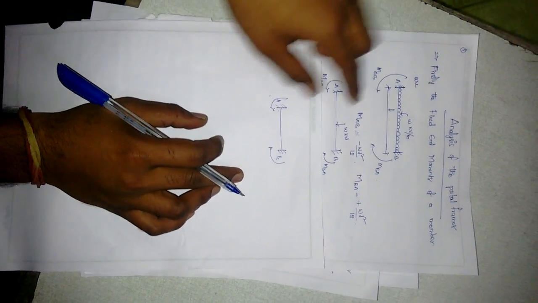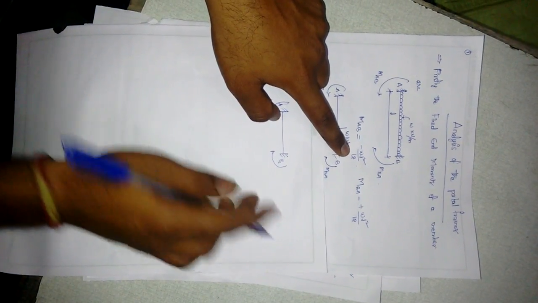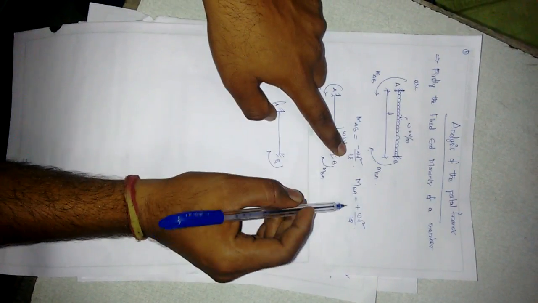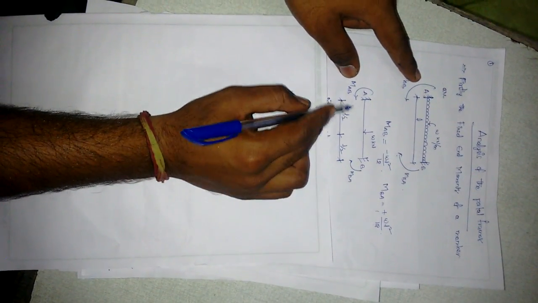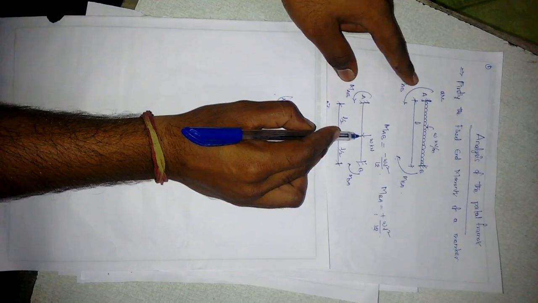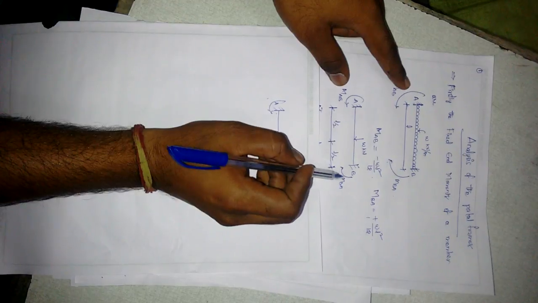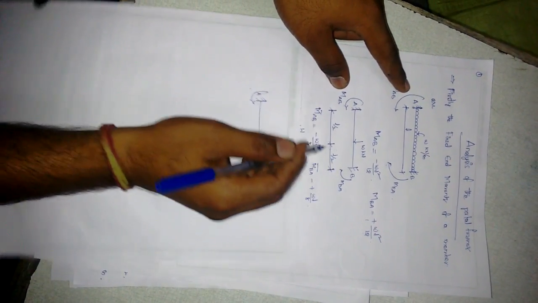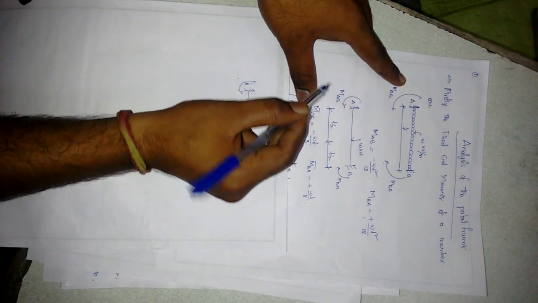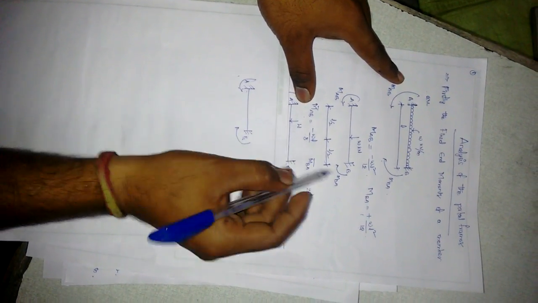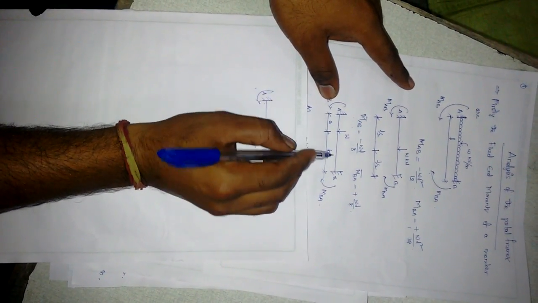So the fixed end moment MAB will be negative, anti-clockwise, of WL square by 12, and the moment BA will be positive, clockwise, of WL square by 12. And next, a fixed end beam having a point load at the midpoint. That means two moments MAB and MBA are acting at A and B respectively. MAB is anti-clockwise, opposite to the clockwise direction: anti-clockwise WL by 8 and clockwise moment is positive WL by 8.